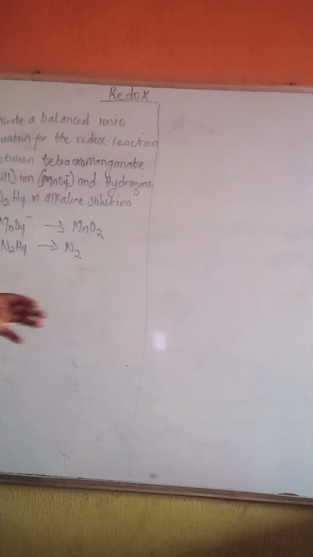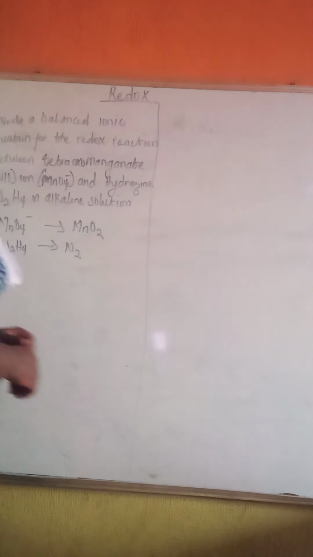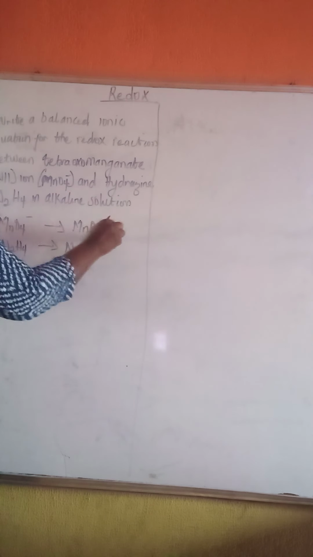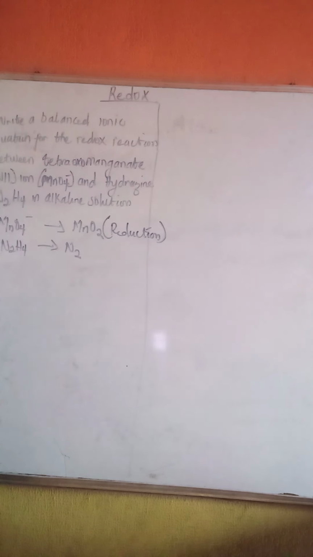Please note this. I've written the half equations out for you. What we are going to do first is detect which one is the oxidation reaction and which one is the reduction reaction. Let's look at this one in terms of oxidation number. Manganese is +7 here, and it is going to +2. So definitely it is coming down. So this is a reduction, because it is +7 and now it is +2.